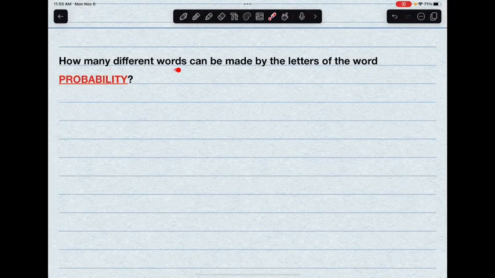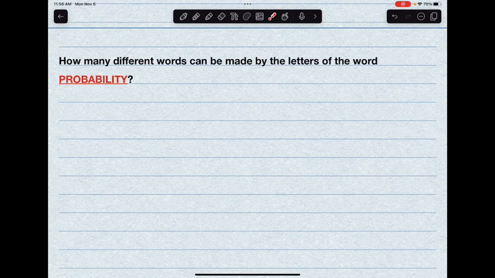How many different words can be made by the letters of the word probability? We already solved a word-making question with the letters of the word history. Here the difference is the letters are not all different. We have B twice, and also I twice, one here, the other one here, and you can see the other letters are different. If the letters were different, like the word history, it was the number of letters factorial. History has 7 letters, so it's just 7 factorial.